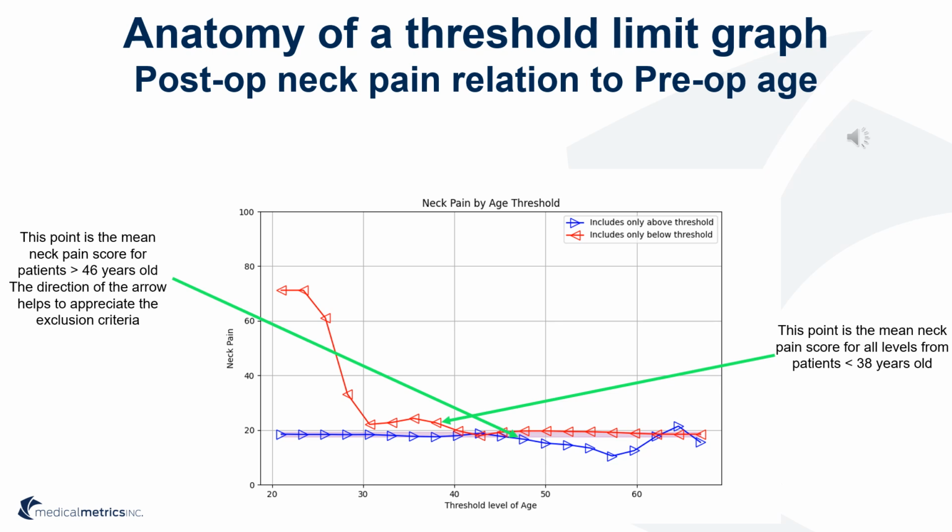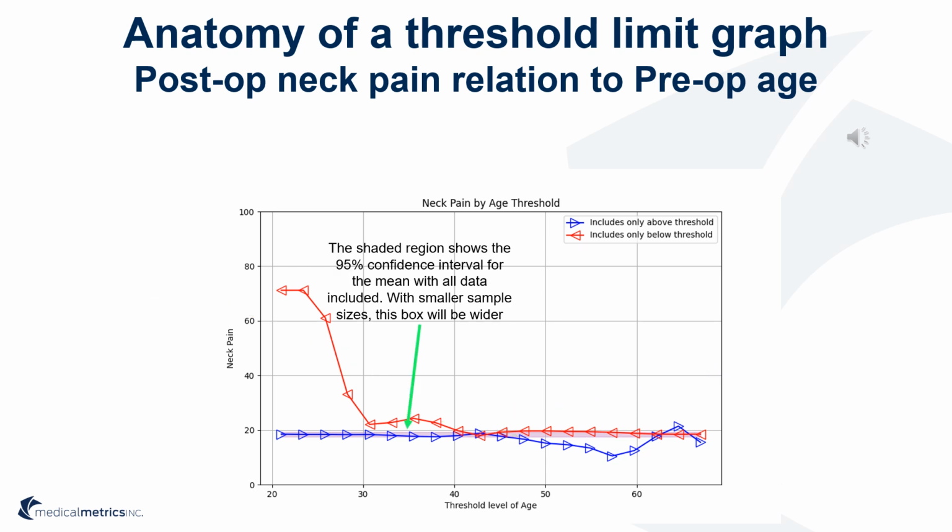Each threshold limit graph will have a shaded region that documents the variability in the outcome when all of the data are included. The shaded region documents the 95% confidence interval. In this graph, the sample size is fairly large, and this shaded region is narrow, indicating high confidence in the average neck pain score when all ages are included.